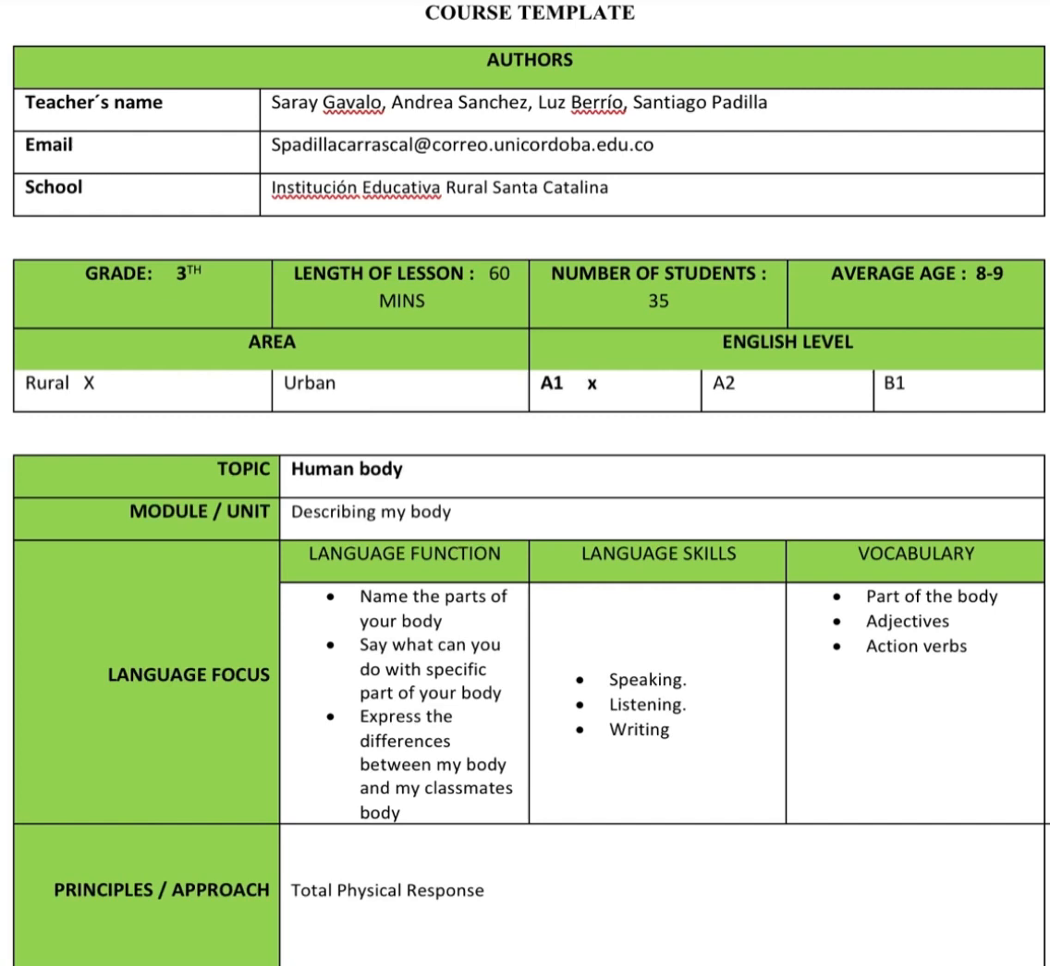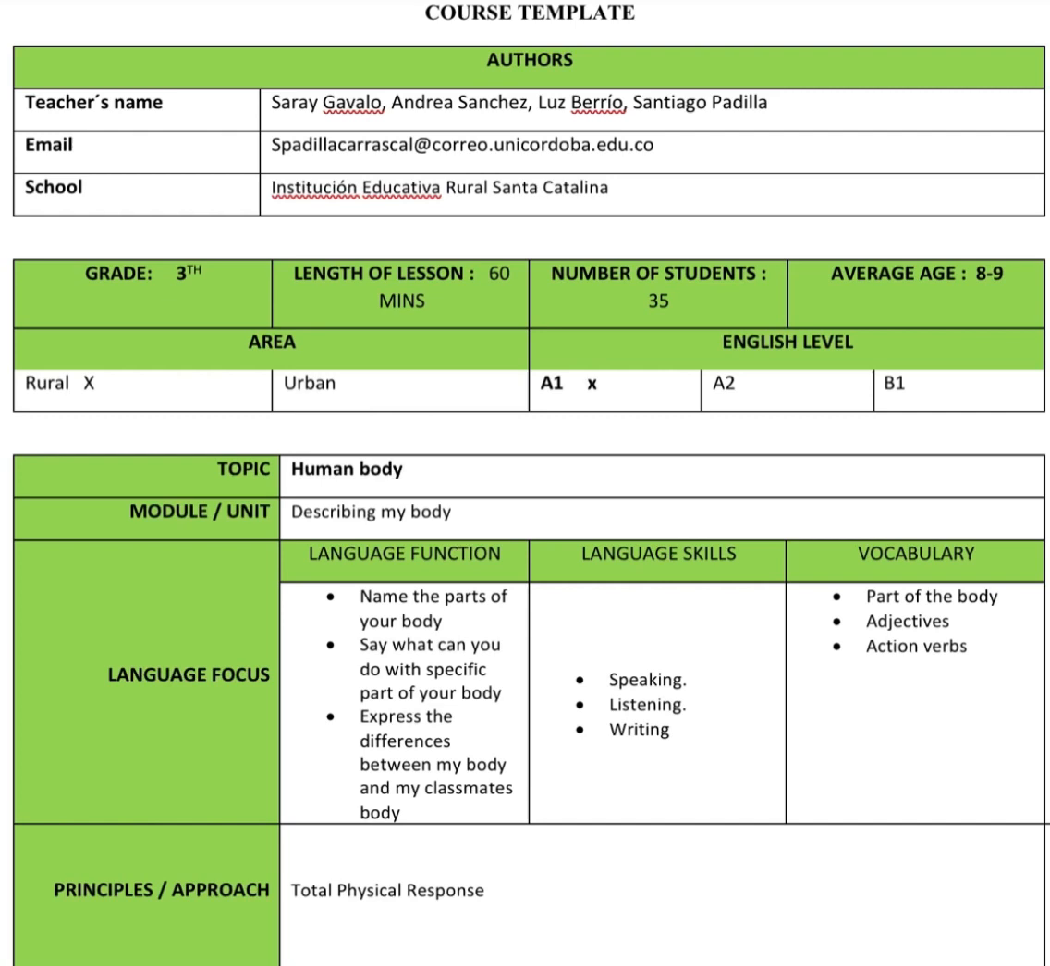The institution for which our course template was created is a school in a rural area. The name of this school is Institución Educativa Rural Santa Catalina, and the selected grade was the 3rd grade of primary school. The class will last 60 minutes, since in the institution they only see English 2 hours a week. This is one of the reasons why the students are at the English level of A1. Also, there are 35 students in the same classroom, aged between 8 and 9 years old.